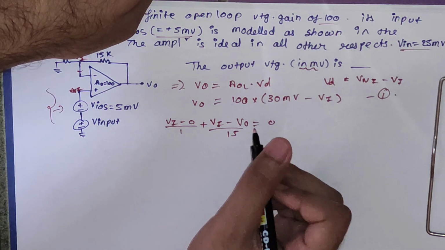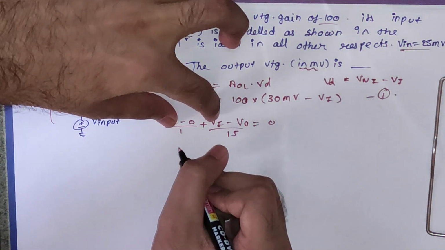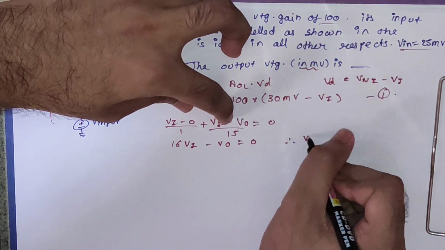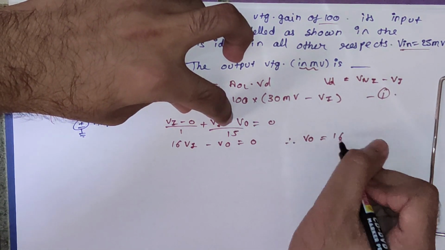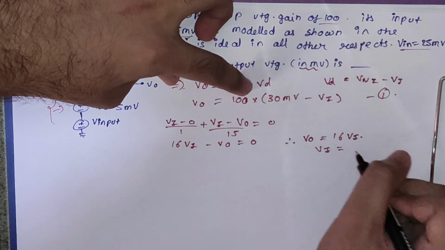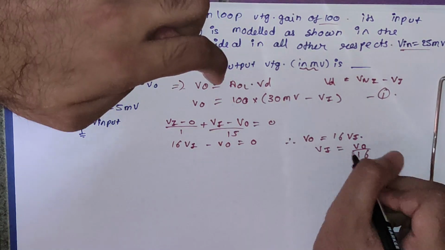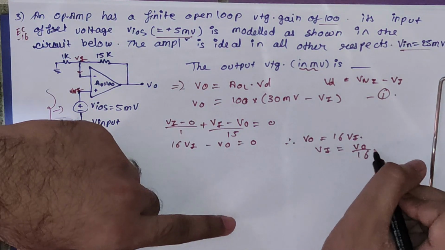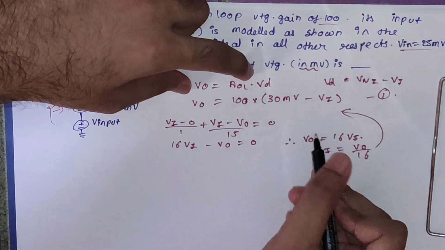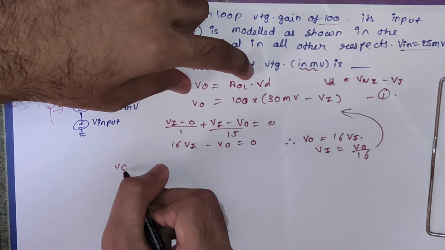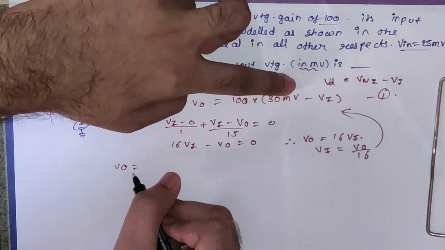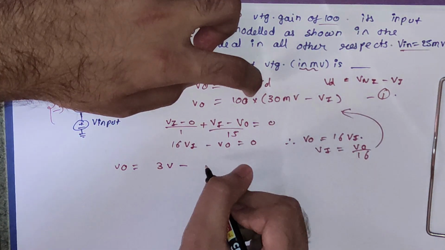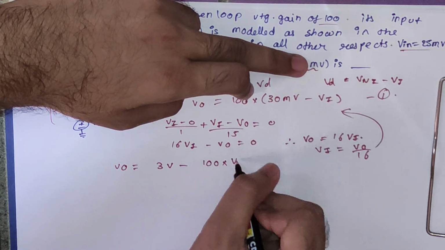If we multiply this whole equation by 15, we will get 15 Vi plus 1 Vi, so basically 16 Vi minus Vo equals 0. So Vo equals 16 Vi. Also you can write it as Vi equals Vo by 16, since we want the output voltage. Okay, so now what we are going to do is we are going to use this term in this equation. Okay, so if we replace Vi with this term, we will get Vo equals 100 into 30 millivolt, which will be 3000 into 10 raised to minus 3, basically 3 volt, minus 100 Vi, 100 into Vo by 16.